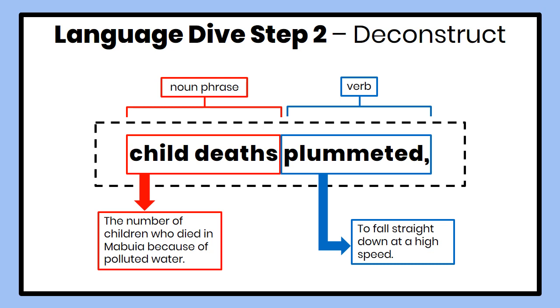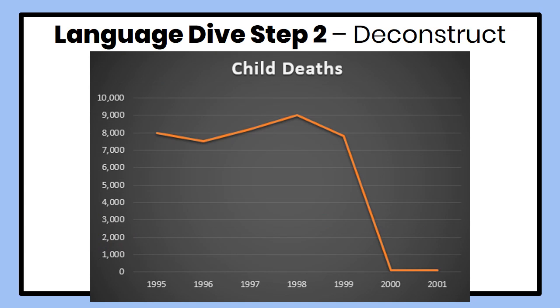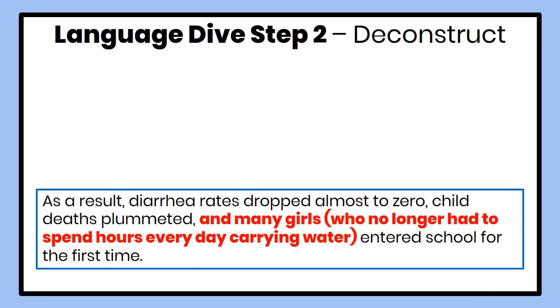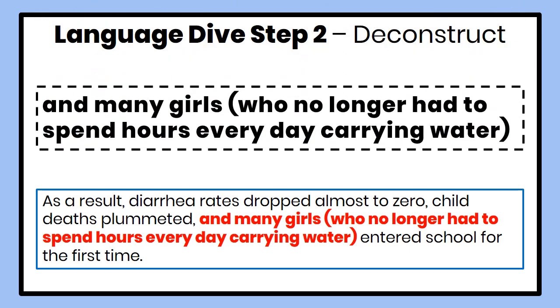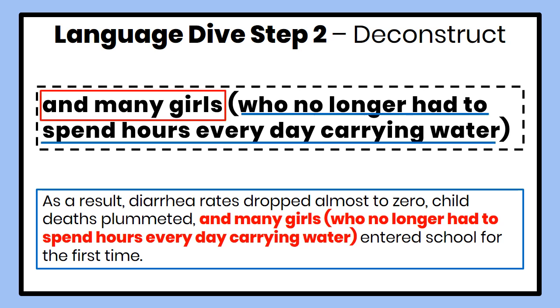Plummeted can be visualized on a graph like we did with dropped. You can see on the graph how the child deaths plummeted. Let's read the next chunk. And many girls who no longer had to spend hours every day carrying water. We're going to look at this chunk in two parts. And many girls who no longer had to spend hours every day carrying water.